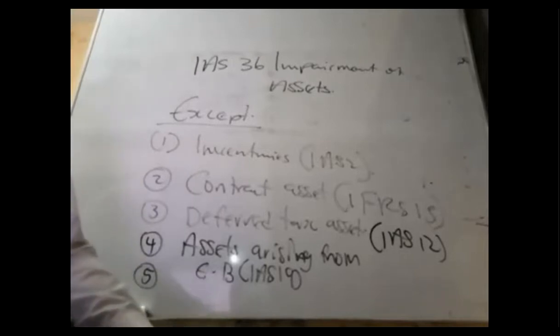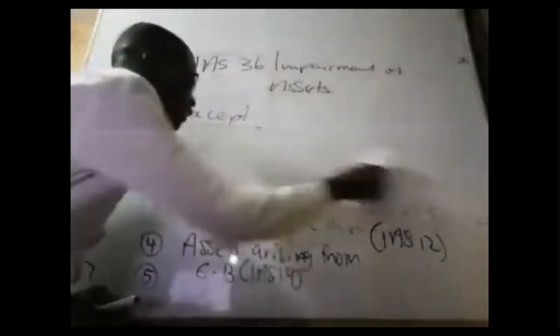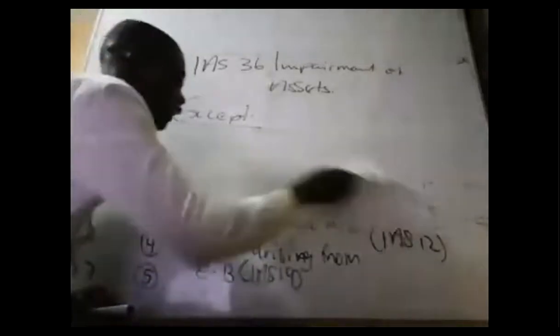Then number five, we can talk about financial assets within the scope of IFRS 9, Financial Instruments. So number five is financial instruments, or financial assets. Okay, so that is financial assets. Let me clean the top, adding more to it, so that you know the scope of impairments. So let me write number five here.